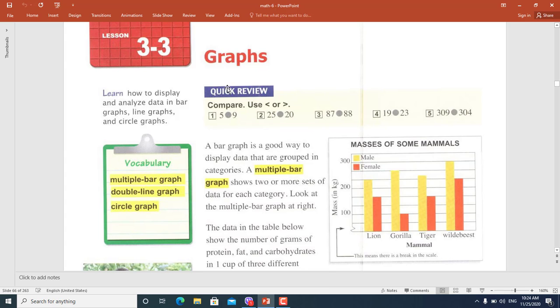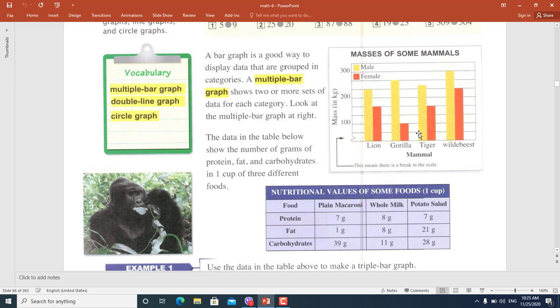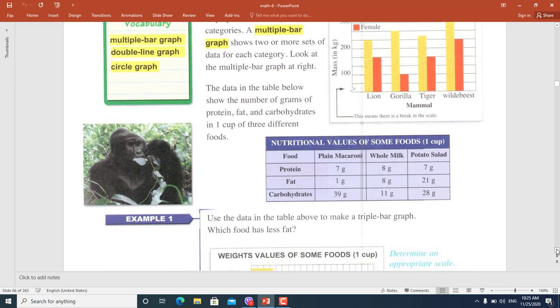Graphs are a good way to show data, and we have bar graphs, line graphs, and circle graphs. This example is about a bar graph. Example 1 is also about a bar graph. When do we use a bar graph? We use a bar graph when the data is countable. That means it doesn't change over time.